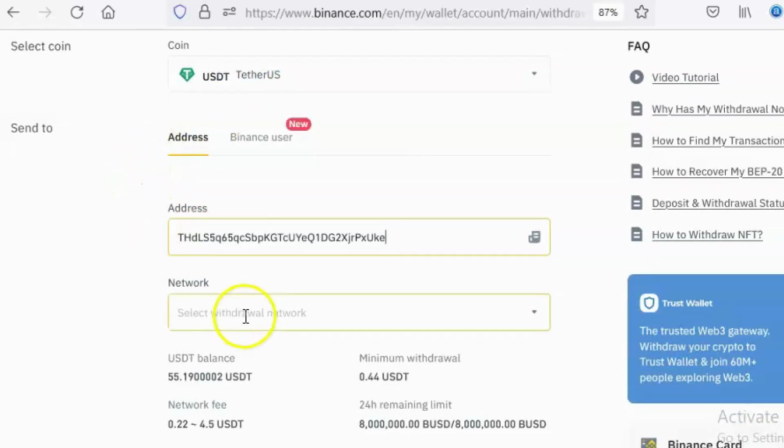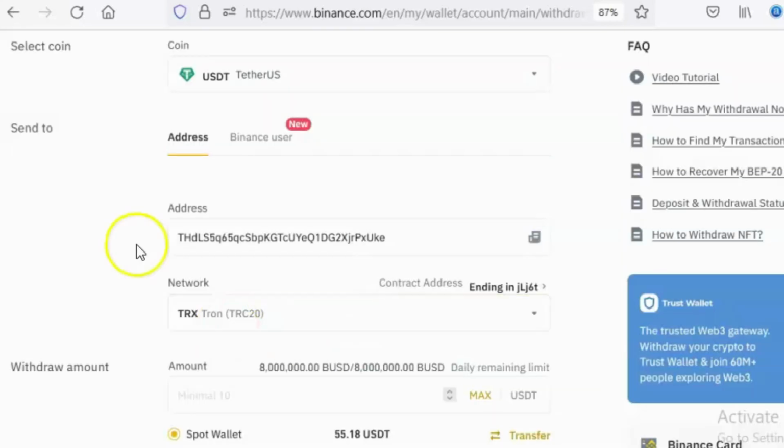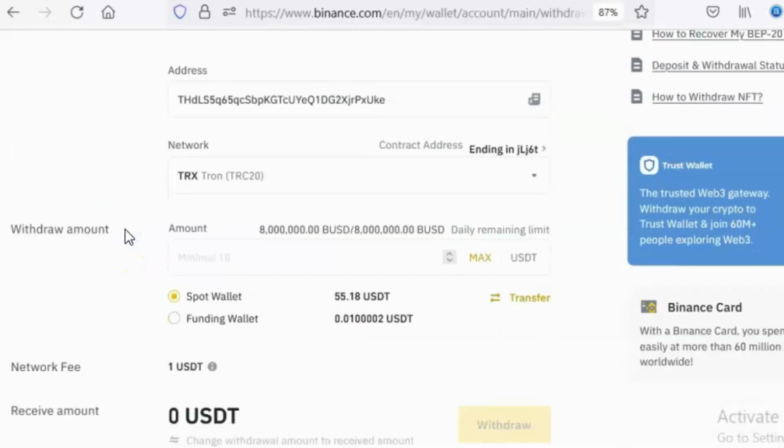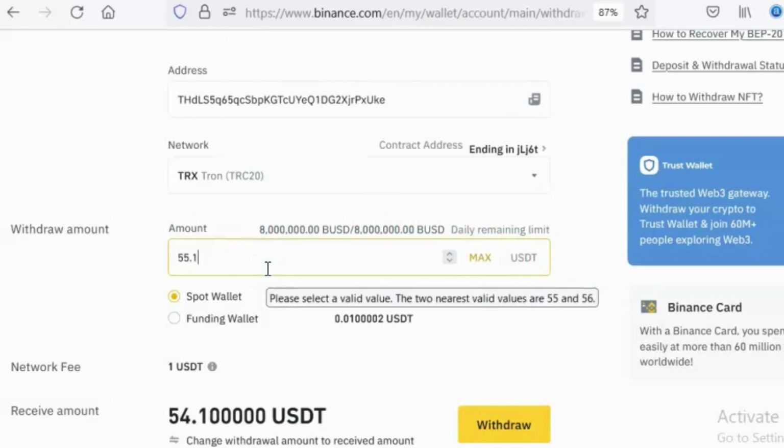That is the address. It will now ask us to indicate the network. Very important. The network is TRS or TRC20. We now click on that. Once we click on that, we are set. We indicate the amount of money we want to put. If it's the maximum, we just click on the maximum. But if it's a certain number, we reduce it to the particular value we want to send over.